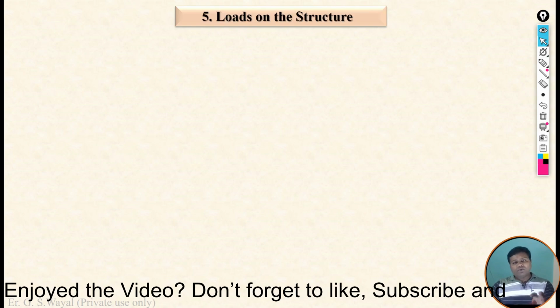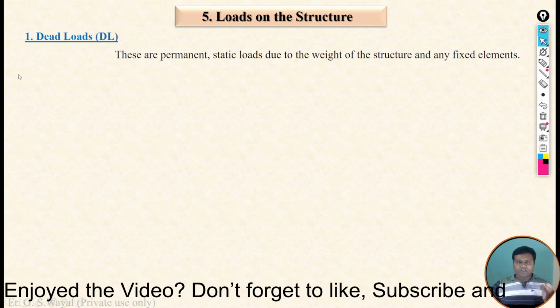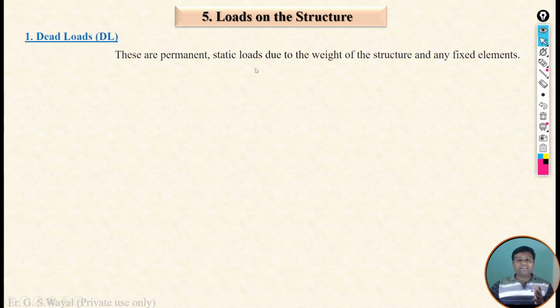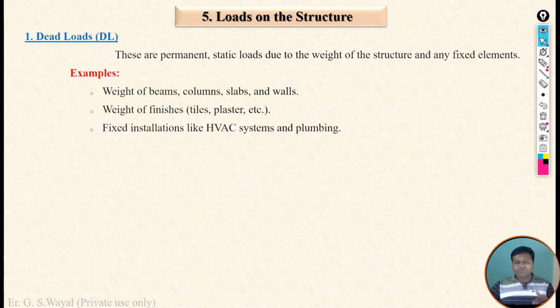Then the loads on the structure: how many loads are coming on the structure? The first is dead load. These are the permanent loads, and these are static loads, due to the weight of the structure and any fixed elements. Whatever weight of structure is there totally comes under the dead load, and dead load is a permanent load. The second one is live load, but before that we will see examples.